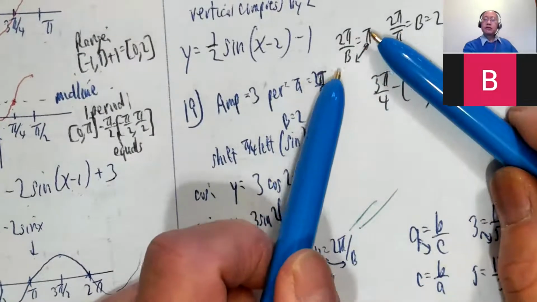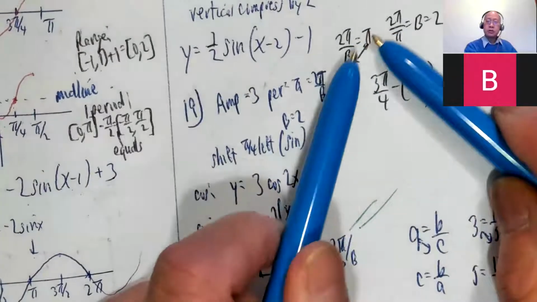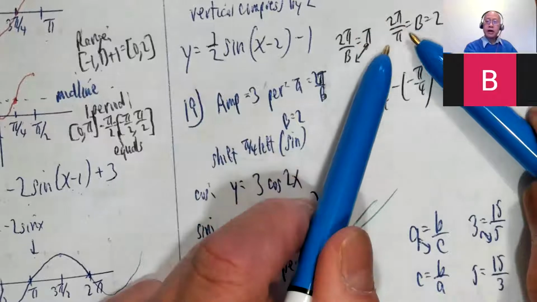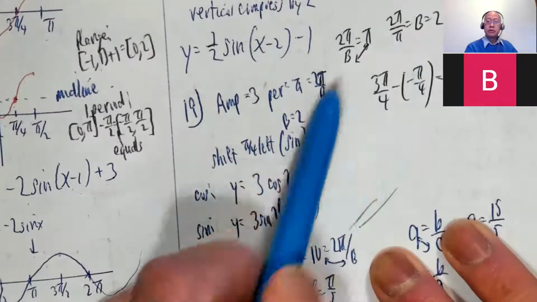Okay, I'll teach you this if you've never seen this before. When you have an equation like this, you're allowed to just swap these two in algebra. In other words, just put the pi there and the b there. 2 pi over pi is b, and that equals 2. So the b is 2.